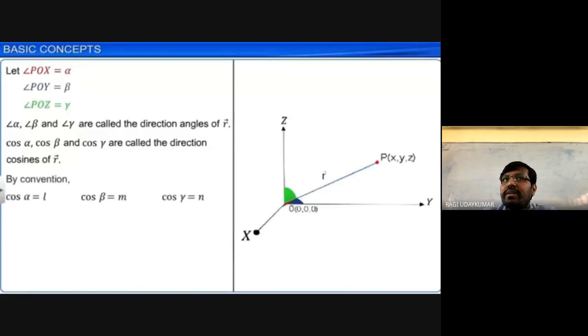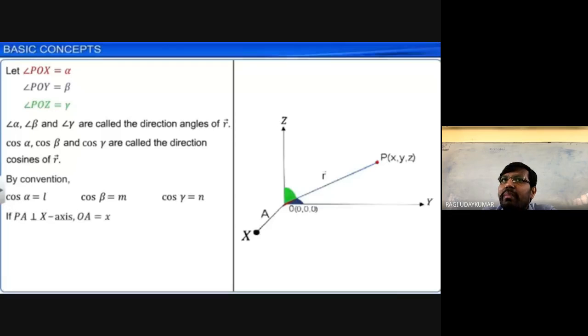Direction cosines means cos alpha, cos beta, cos gamma are called the direction cosines of the vector. Usually they will be represented as l, m, n. l is equal to cos alpha, m is equal to cos beta, n is equal to cos gamma.